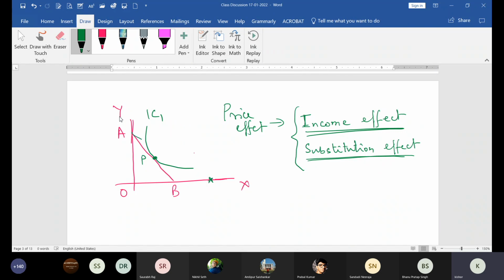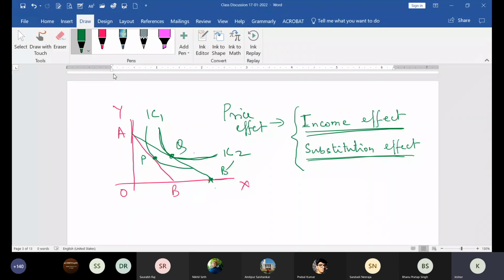So your budget line is shifting to this one. It becomes, suppose, AB dash. The initial budget line was AB. When the price of X decreases, you will try to purchase more quantity of X. So the budget line is shifting to AB dash. And this will become tangent to some indifference curve somewhere, because it will cut many indifference curves, but to a particular indifference curve, it will become tangent. It's something like this. Suppose this is your IC2 and it is tangent at point Q.